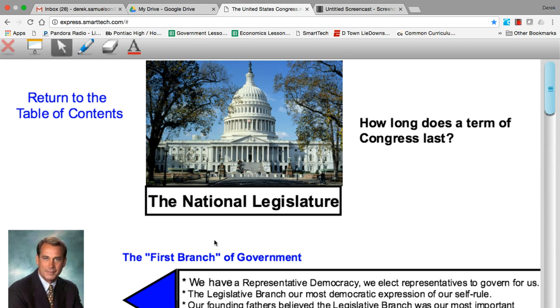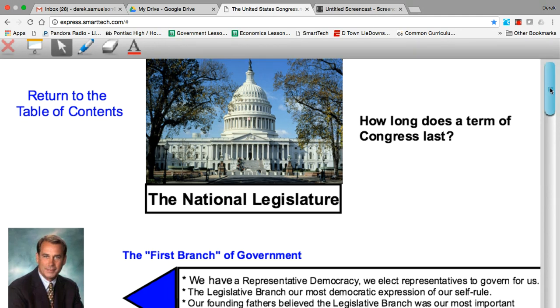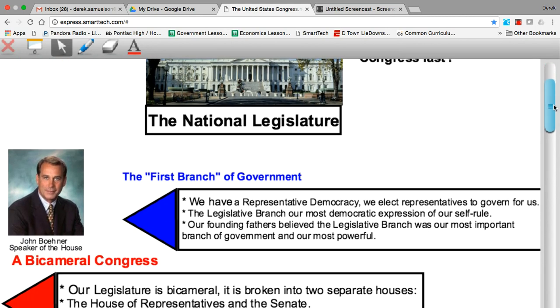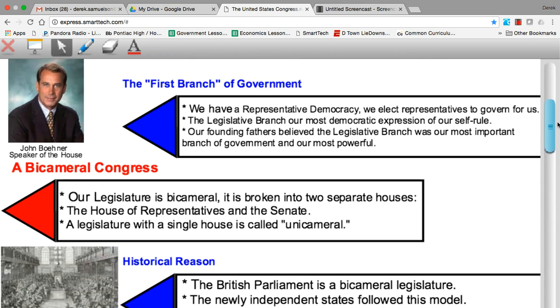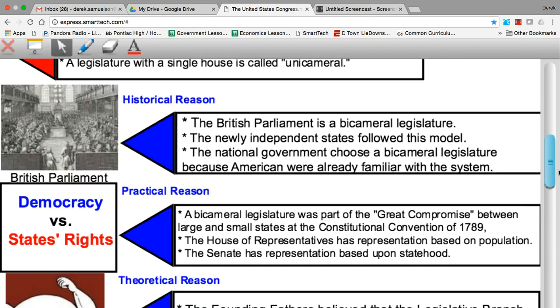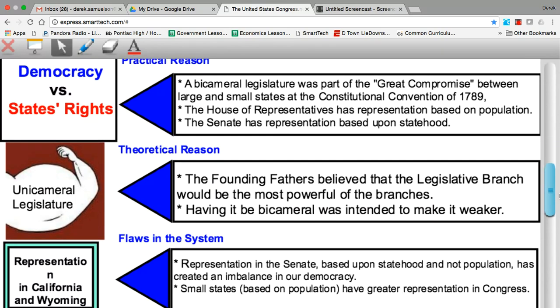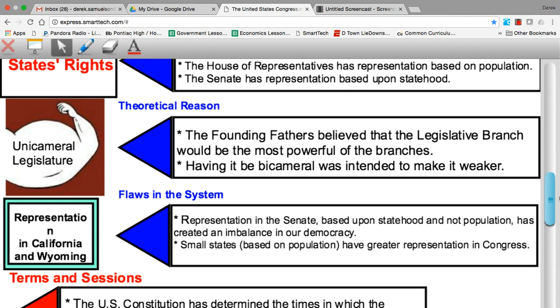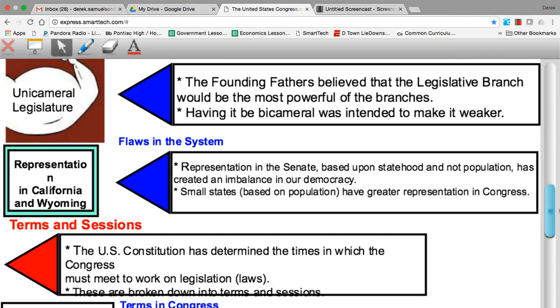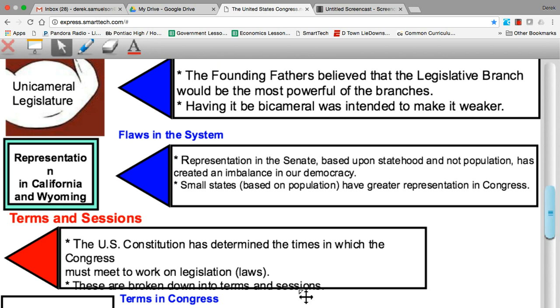This is part 2 of our lesson on the National Legislature, or lesson 3-1B. Last time we were together, we looked at the idea that our legislature was our first branch of government, and the reason why we have a bicameral Congress, the historical reasons, the practical reasons, the theoretical reasons, and a flaw in that system. Today we're moving on to talk about those representatives, beginning with a discussion of their terms and sessions.